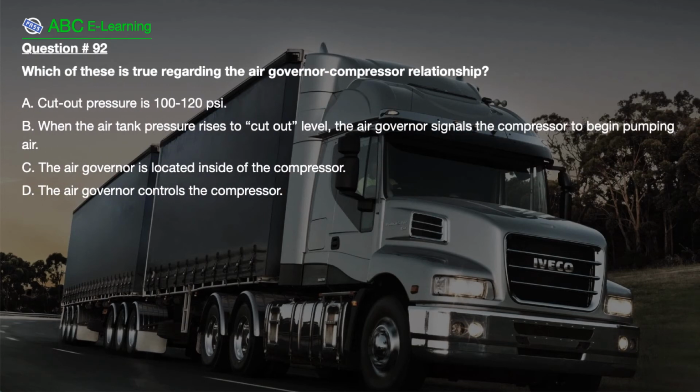Question number 92. Which of these is true regarding the air governor compressor relationship? A. Cutout pressure is 100-120 PSI. B. When the air tank pressure rises to cutout level, the air governor signals the compressor to begin pumping air. C. The air governor is located inside of the compressor. D. The air governor controls the compressor.